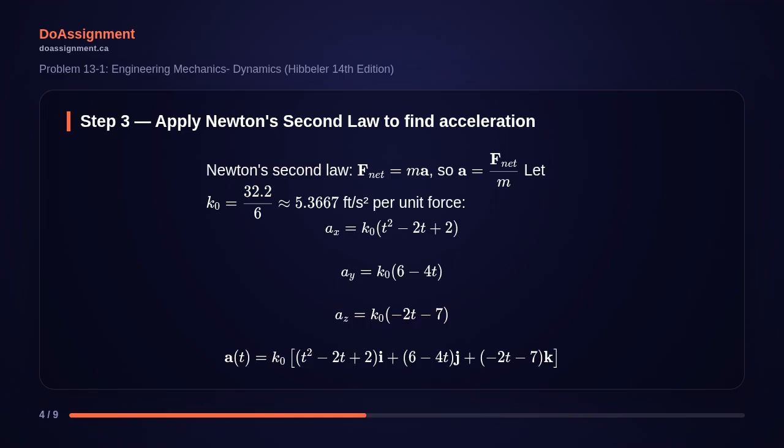Applying Newton's second law, acceleration equals net force divided by mass. We factor out 32.2 divided by 6, which is approximately 5.3667, as a common multiplier for each component, giving us the 3 scalar acceleration expressions.